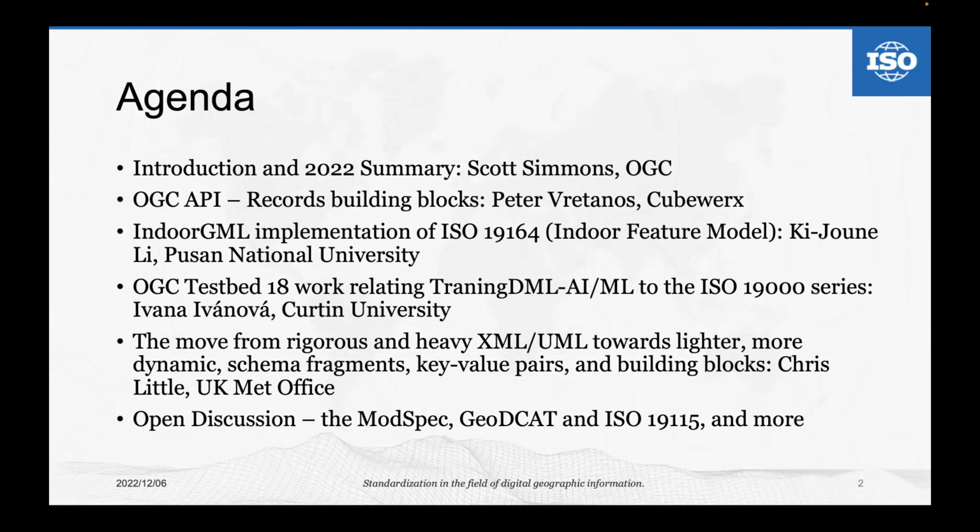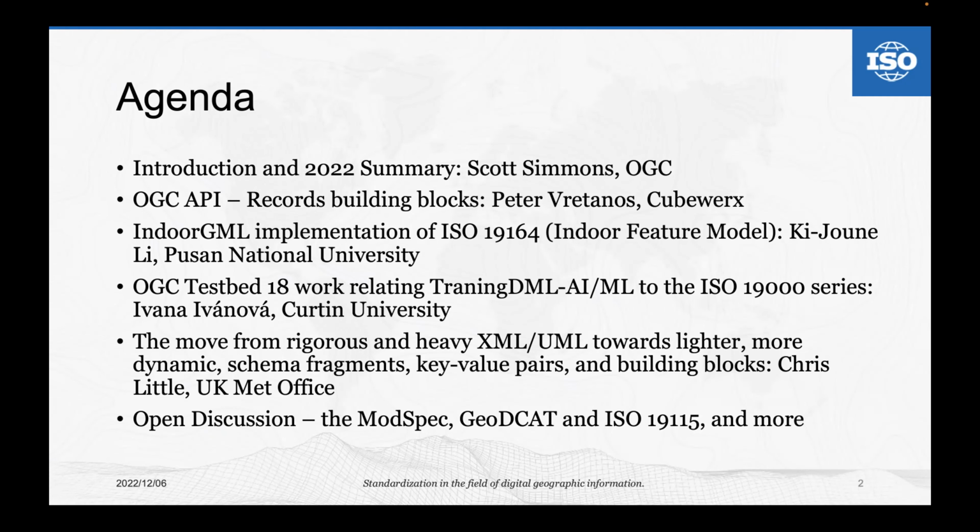events at OGC. And then we're going to step through description of a few projects underway that should be of interest to folks. Peter Vertanos will join us to talk about the building blocks with OGC API records standard. Yujun Lee to talk about indoor GML implementation of the ISO 19164 indoor feature model. Then Ivano is in the room with us. We'll talk about some of the testbed 18 work regarding training data for artificial intelligence and machine learning. And then Chris Little, who's online, to talk about moving from heavy standards to lighter standards and a whole bunch of other pieces in there. That's a really fascinating topic.